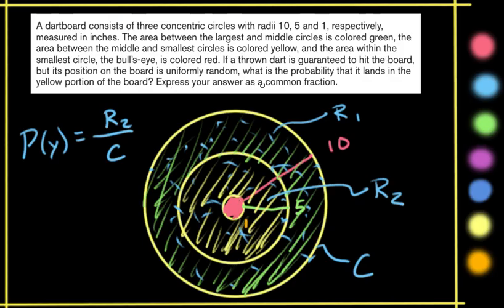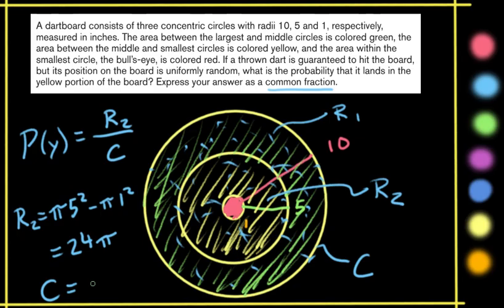Okay, so we need to figure that out, and we need to express our answer as a common fraction. So what is the ring 2 area? Well, that'll be a little bit smaller than the area of this circle, right? Because it'll be the area of this middle-sized circle minus the area of the small circle. So ring 2 area is going to be pi times 5 squared, which is the area of the medium-sized circle, minus pi times 1 squared, which is the area of the smaller circle. So that will just be 24 pi. And the area of the circle is going to be pi times 10 squared, which is just 100 pi.